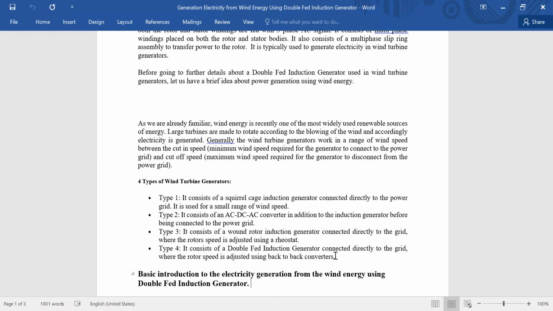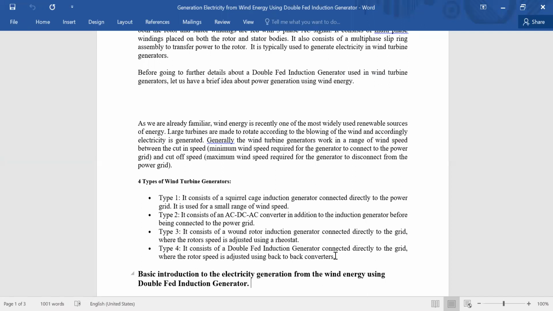And the fourth one is the double fed induction generator. It is directly connected to the grid, and the rotor speed is adjusted using a back-to-back converter. We are putting the back-to-back converters over there to adjust the speed.